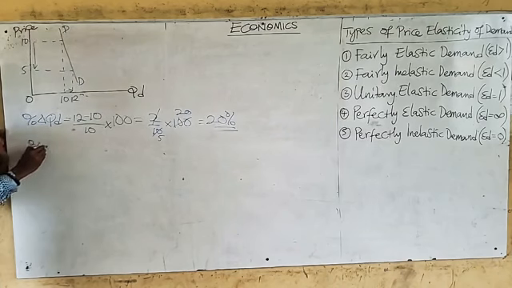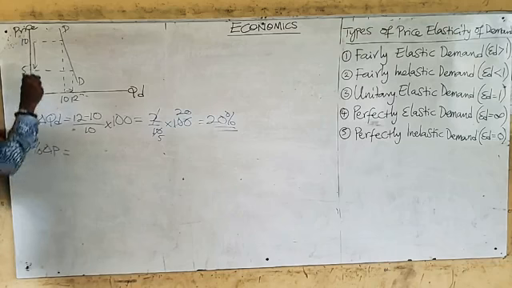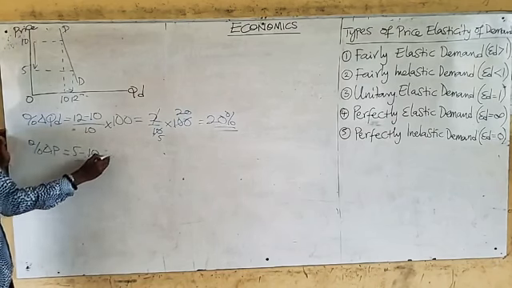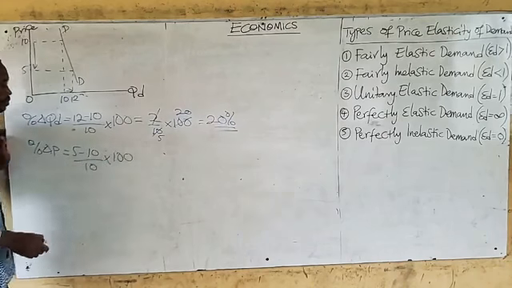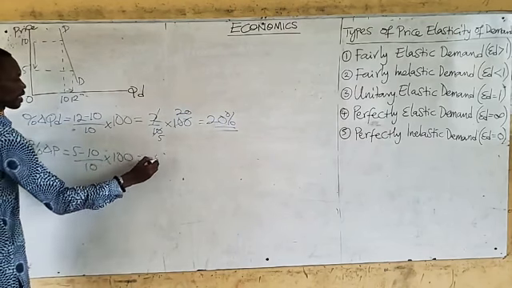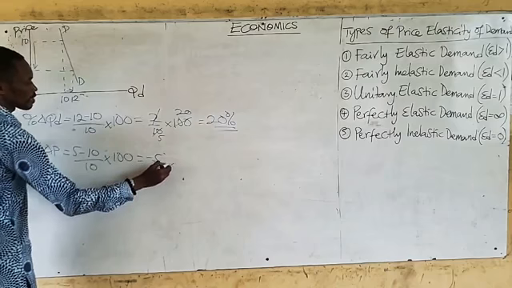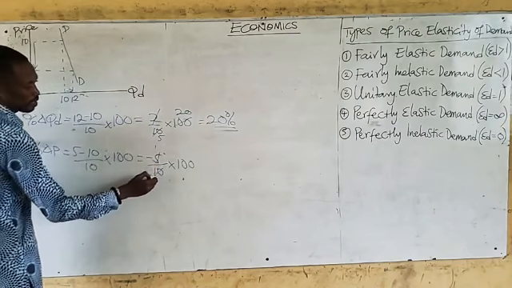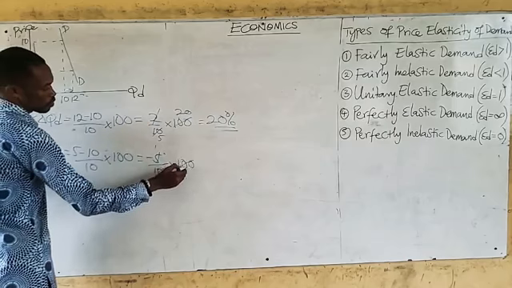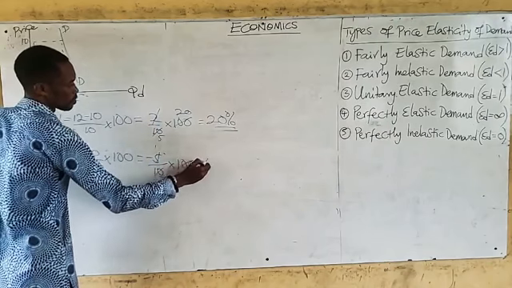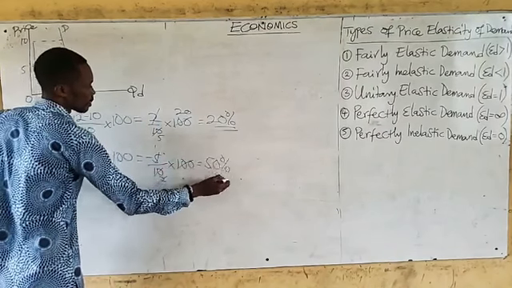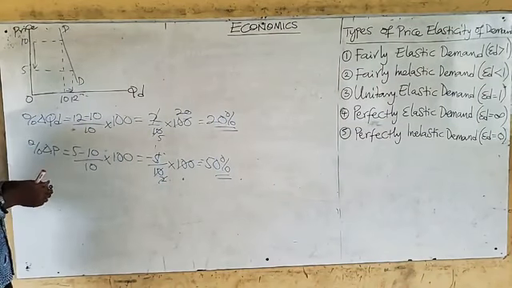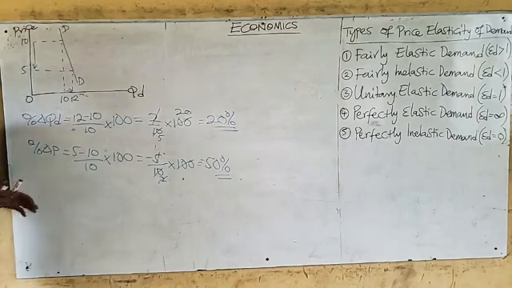So percentage change in the price will be equal to the new price, 5 minus 10, divided by 10, times 100. What do you get? It will be minus 5 over 10 times 100. So 1 and 2, 2 go into this one. How many? 50. 50%. Then it's minus 50%. But let's ignore the minus.